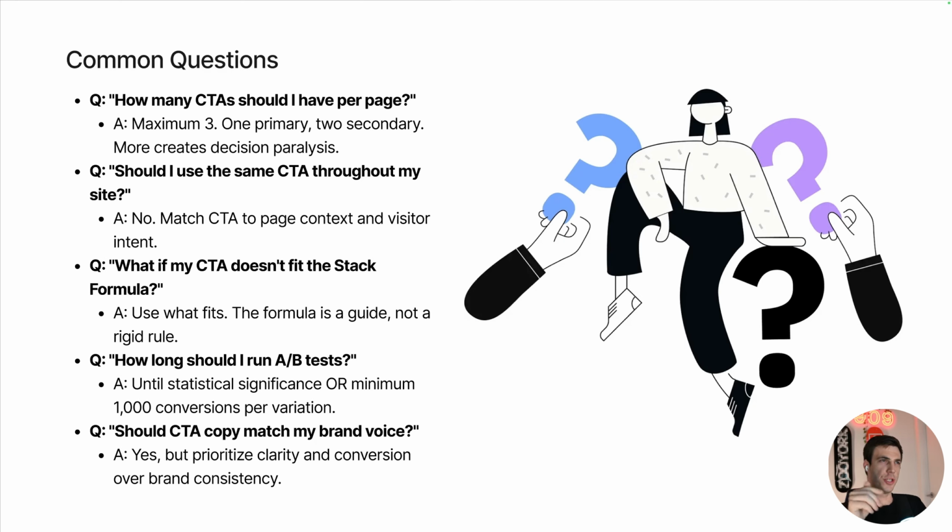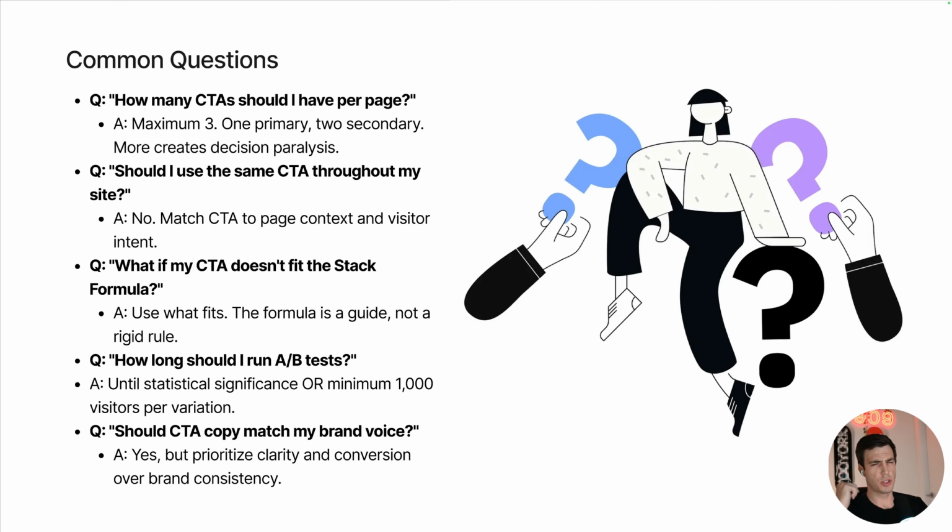Some common questions regarding call to actions would be: how many call to actions should I have per page? Maximum 3, 1 primary, and max of 2 secondary. The more buttons that you have, the harder it is for your visitor to decide what to do. Should I use the same call to action throughout my site? No, match the call to action to page context and visitor intent. What if my call to action doesn't fit the stack? Use what fits. The formula is a guide, not a rigid rule.